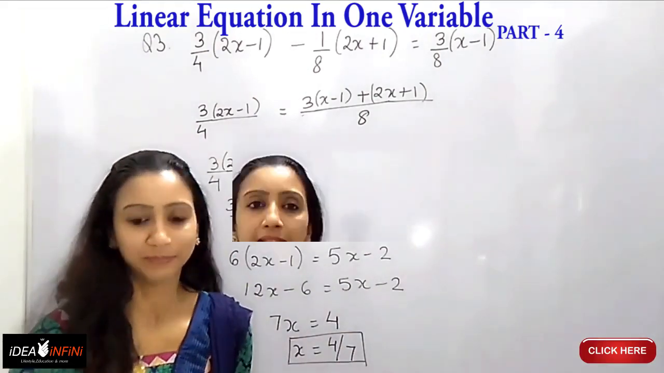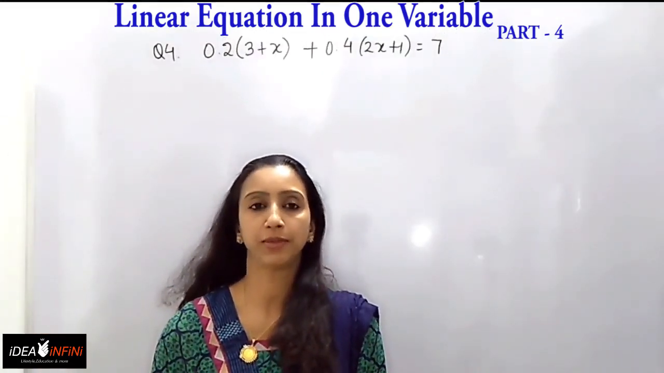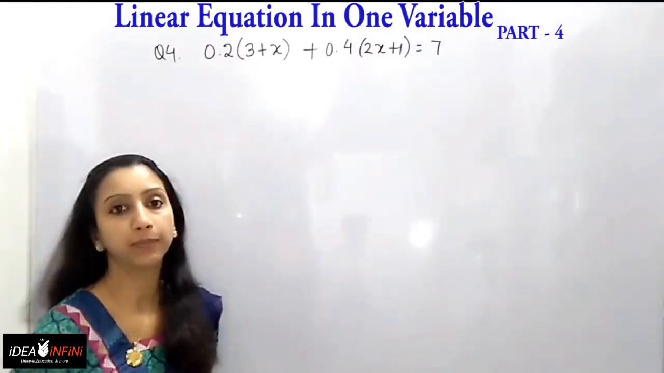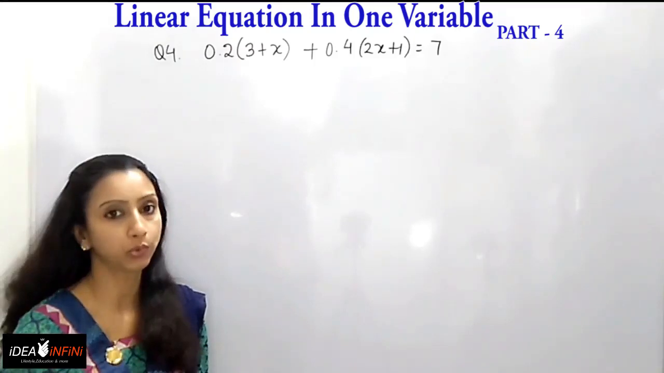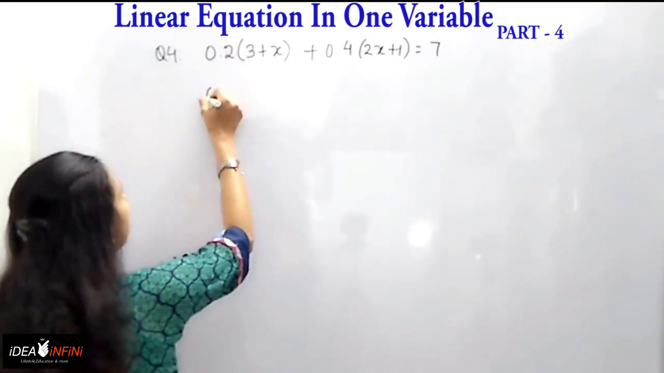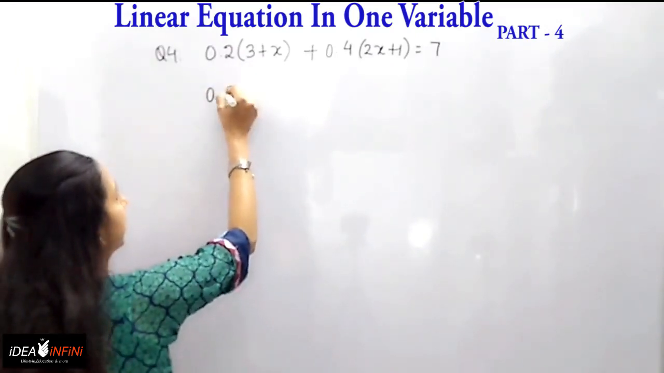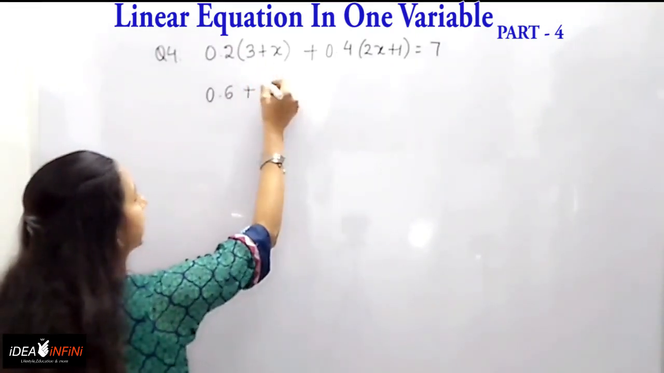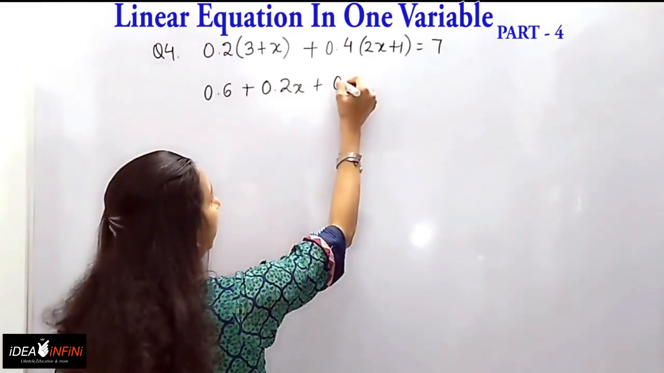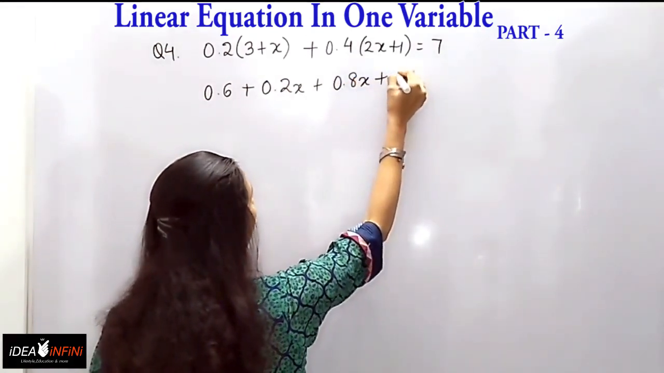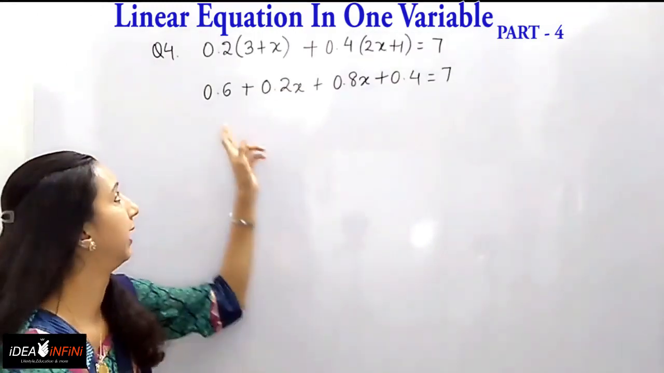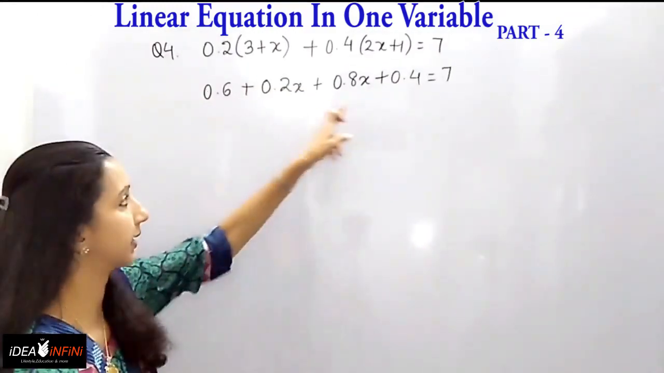Let's see another example. Till now we were dealing only with fractional numbers. Now we are dealing with decimals here. See, 0.2 is getting multiplied by (3 plus x) plus 0.4 into (2x plus 1) is equal to 7. Let's open the brackets first. 0.2 into 3 is 0.6 plus 0.2 into x is 0.2x plus 0.4 into 2x is 0.8x plus 0.4 is equal to 7.